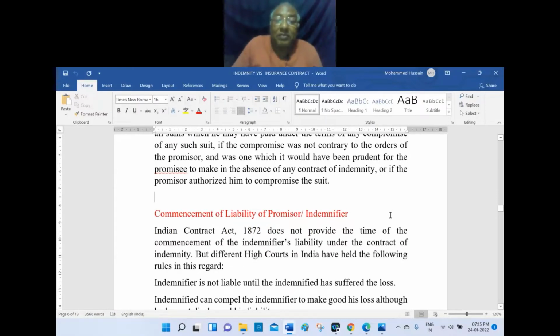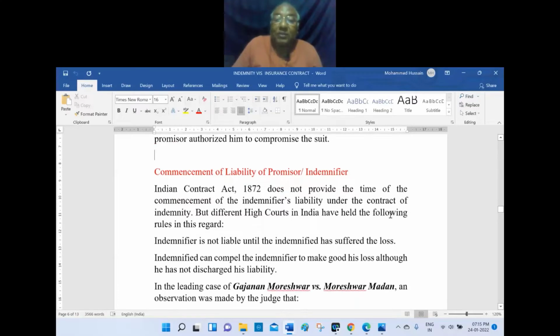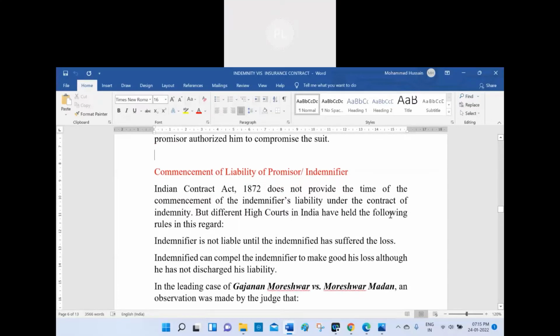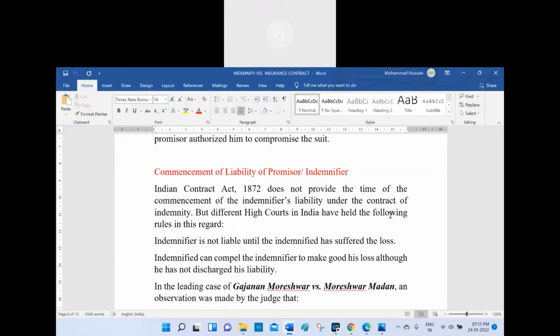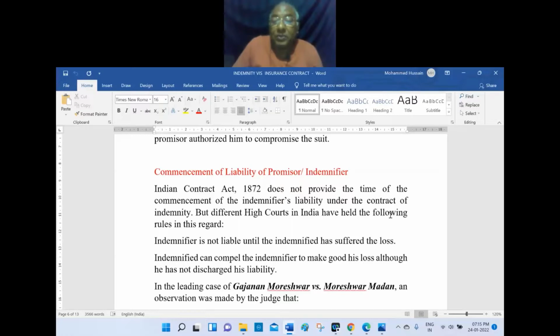The commencement of the liability of the promisor or indemnifier. The promisor means indemnifier only, virgule. That's why I put the virgule. That is oblique, or we can say stroke. What is the synonym for the virgule? Number 1, slash. Number 2, stroke.